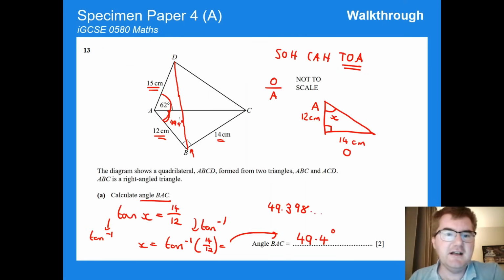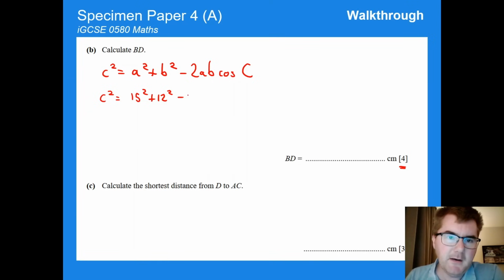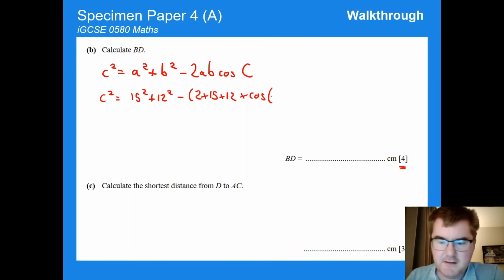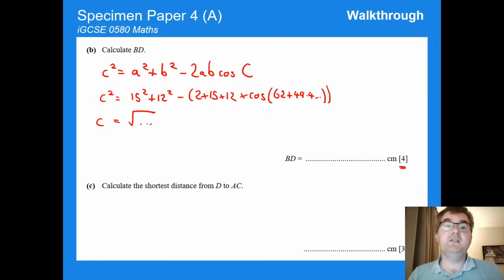Now, we just need to label the sides here. So BD is what we're looking for. A and B are our smaller sides, and then the angle in between is just these 2 angles added together. So to work this out, c squared is equal to 15 squared plus 12 squared minus 2 times 15 times 12 times the cosine of the entire angle in between. So that's 62 plus 49.4 dot dot dot. I'm doing that because I'm going to be using that in a moment. And to work out c, I just need to do the square root of everything I've just written.